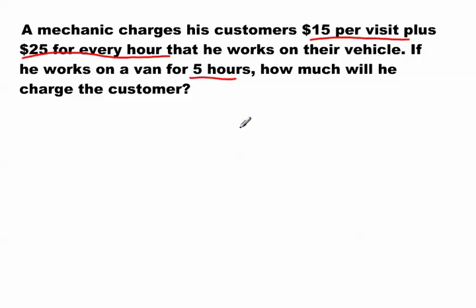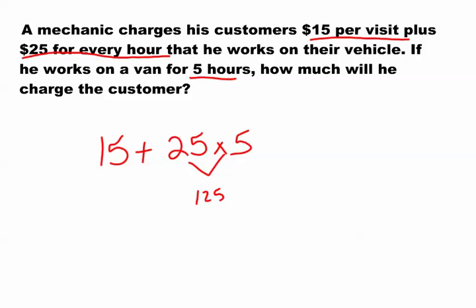Okay, so let's figure out what we would do here. So it says $15 per visit, so that's a one-time fee. So I'm going to add 15 plus to whatever my hourly charge is. And then he's going to charge $25 per hour. Okay? So if you solve that, that would be 125. Then go back to the beginning, add that together. That would be $140. Okay?